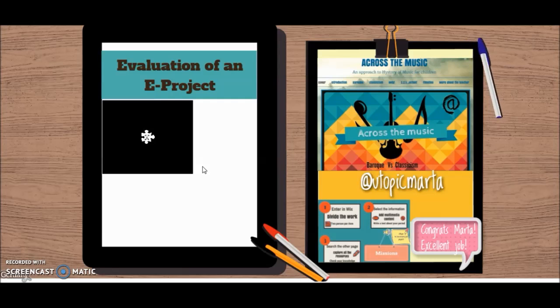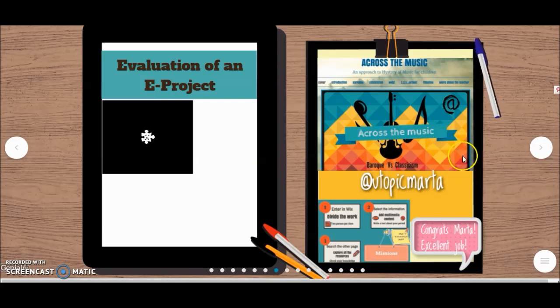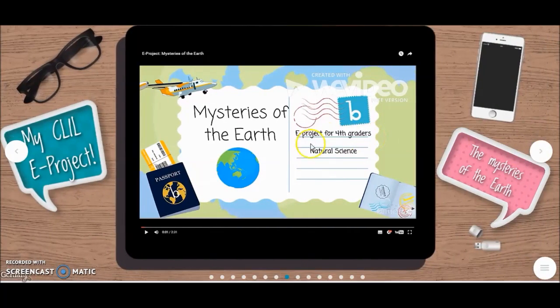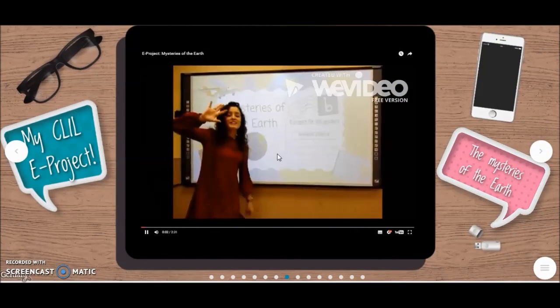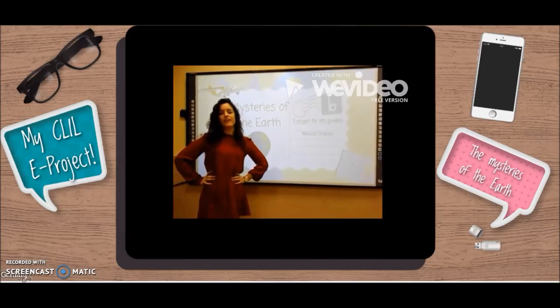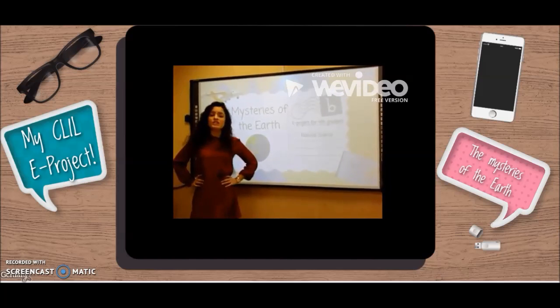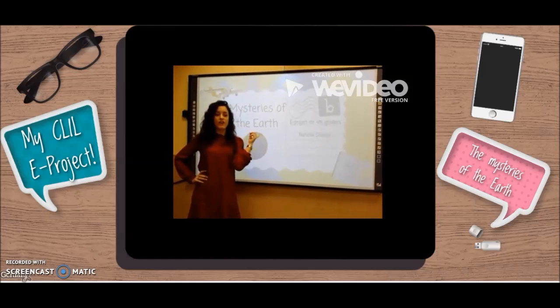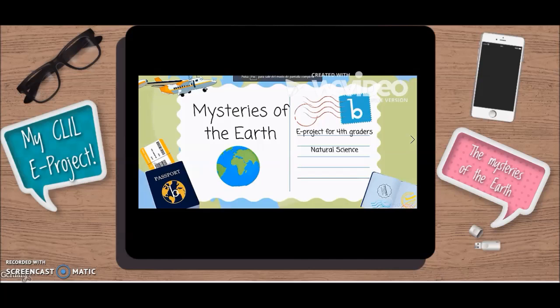The project that I evaluated was the one created by Utopic Marta, which is about music and how it has changed through time. Thanks to Marta, I could create my own e-project prototype. It was called The Mysteries of the Earth, an e-project for fourth graders, where they will learn about the Earth, the geosphere, the hydrosphere, and the atmosphere by using various tools such as Piktochart, Bunzi, Genially, and Prezi, amongst others.